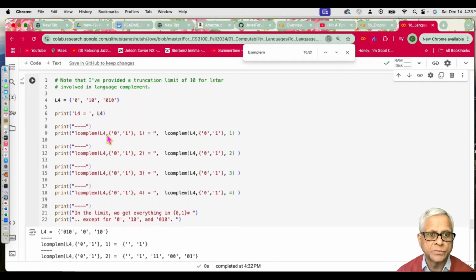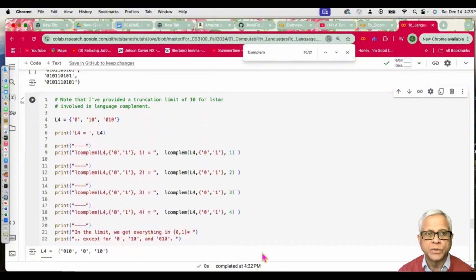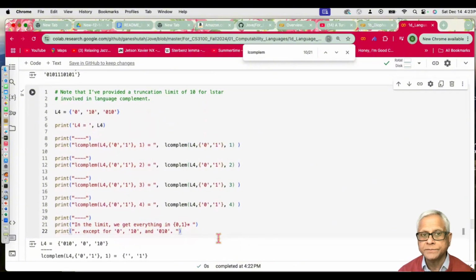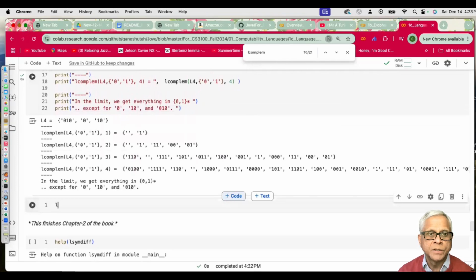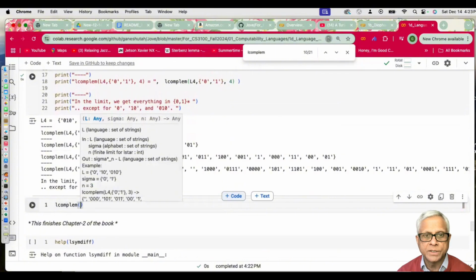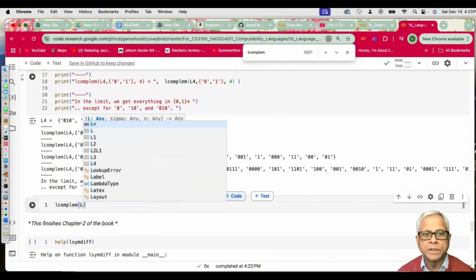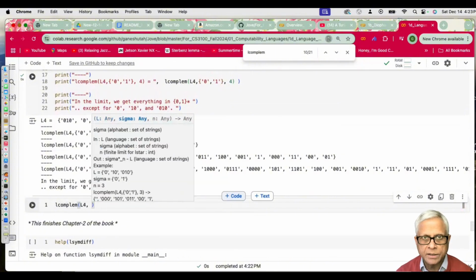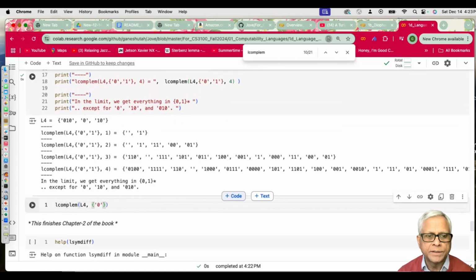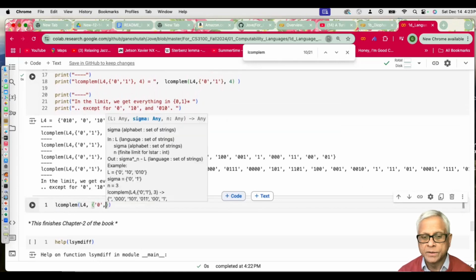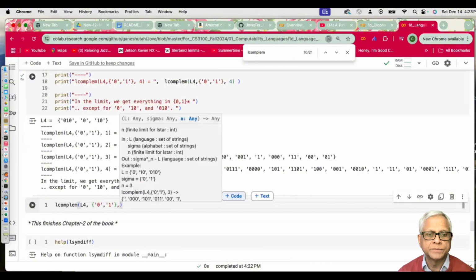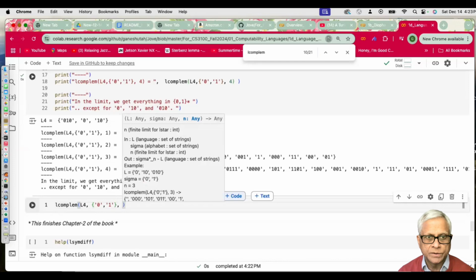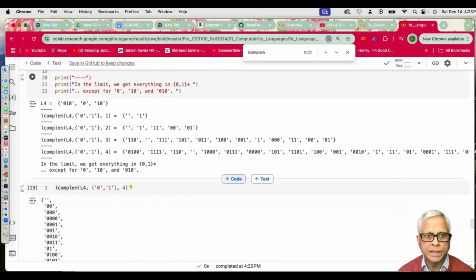So here's one use of complementation. What I do is I'll run this cell. Let us say I have the language L4, and I have some printouts also. So the complement of the L4 language, with the alphabet involved being 0, 1, and I'm taking the star degree to be 1, is this one, because it takes everything in the star up to degree 1 and removes from that language.